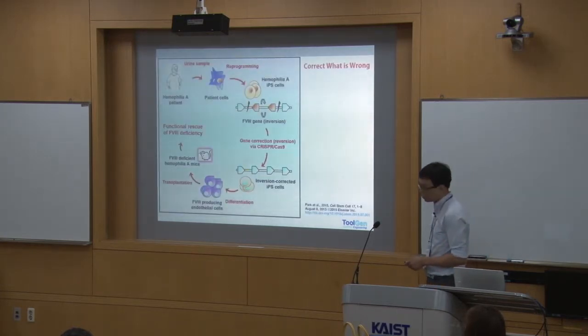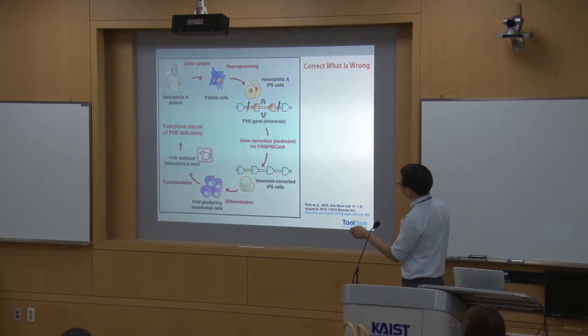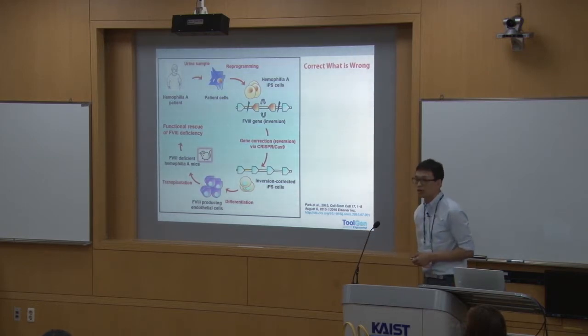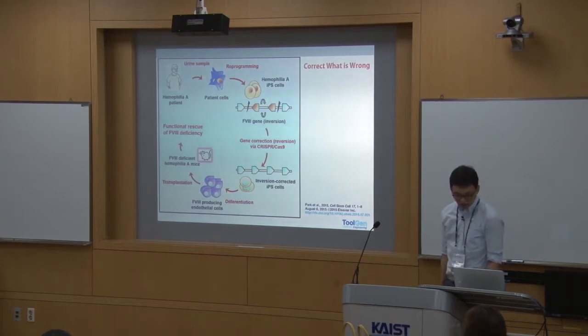There was a paper from a Korean research group where they drew cells from the urine of a hemophilia patient, and then made stem cells called iPS cells. Then they used nuclease to cut both sides of the inverted locus, and some of the cells with both cuts had the locus inverted again to make the normal structure. And then from these cells with the recovered structure, they could make functional liver cells that make the factor 8 gene.